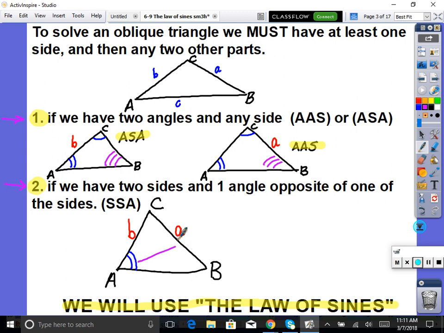Now, the nice thing is you're going to see once you understand the law of sines, you won't have to have this memorized because you'll just go for it. And if you try to set up the law of sines and you can't, you won't have enough information. So then you'll use the law of cosines. So you won't even have to memorize when to use it. Does that make sense? Okay, here we go.